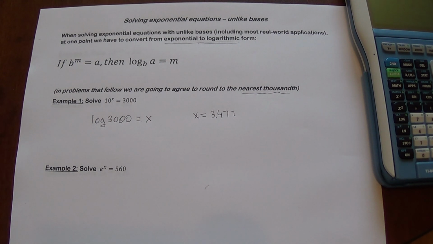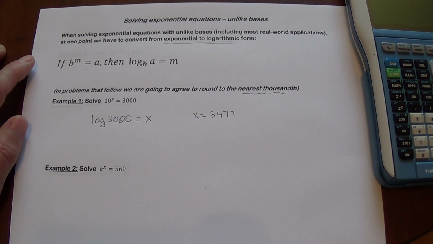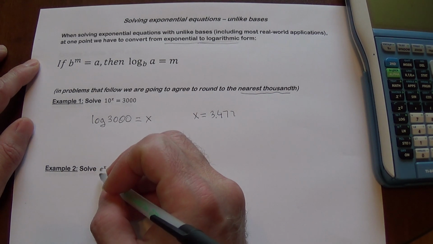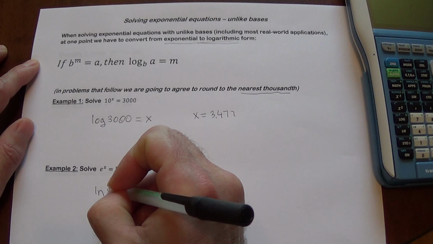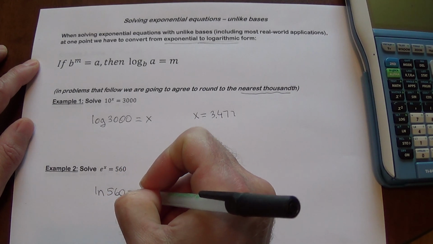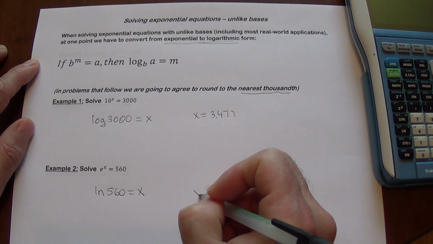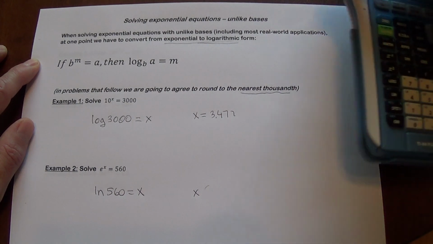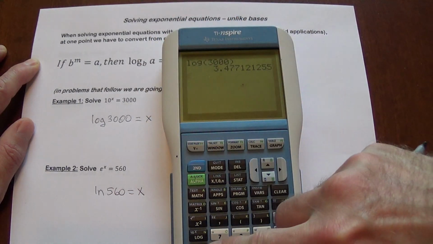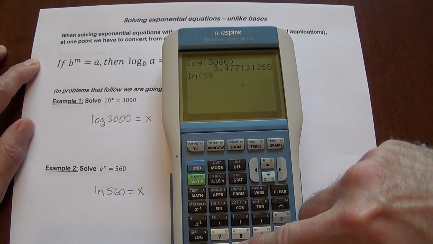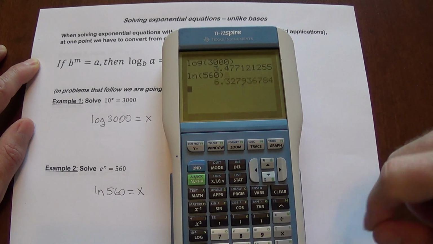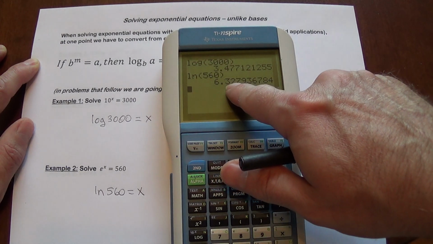Example 2, you have e to the power x equals 560. So this is base e, this is natural log. You're going to rewrite it in logarithmic form and then plug it in the calculator. So press ln 560, and we're going to get 6.328.